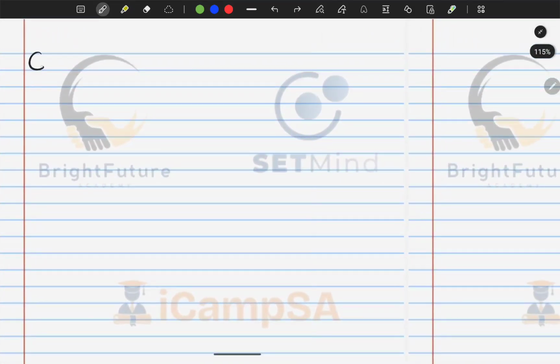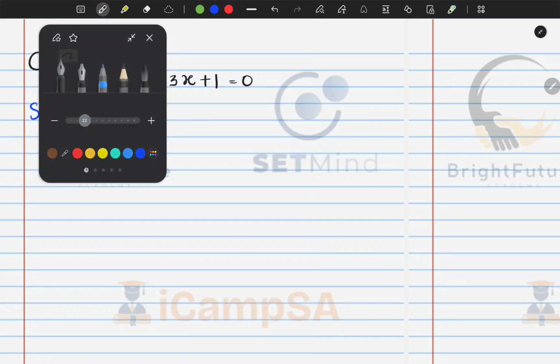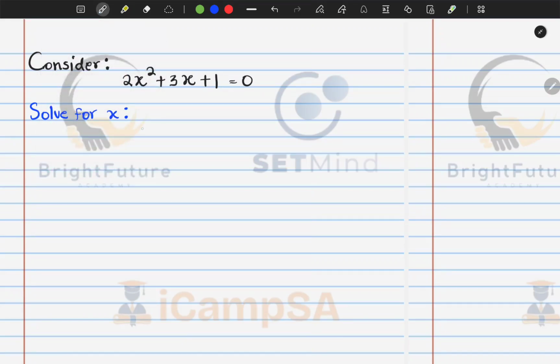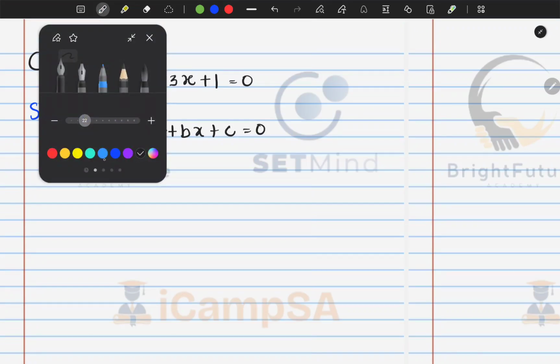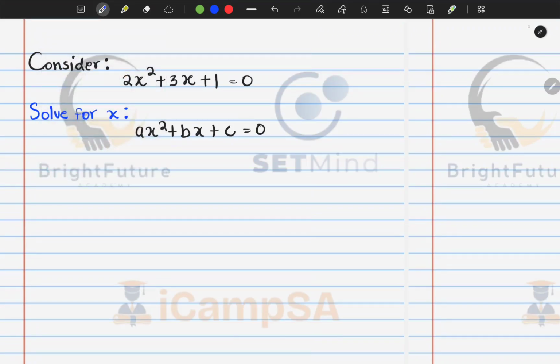So let's consider this example. So let's have a look at this problem. Let's say for whatever reason you are unable to factorize this, or you've forgotten your work. You know that your quadratic equation is simply ax squared plus bx plus c equals 0. This is your quadratic equation.